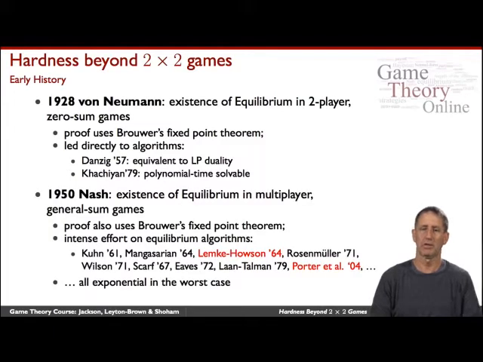And when you go beyond zero-sum games, when John Nash proved the existence of equilibrium for general sum games, he used the same fixed point theorem of Brouwer, and that also informed a series of algorithms, and they're noted there on the slide. And we will be looking at two of them, the Lemke-Howson algorithm and a much more recent algorithm due to Ryan Porter and others. I will note that all of these are exponential in the worst case, and I will get back to that later.